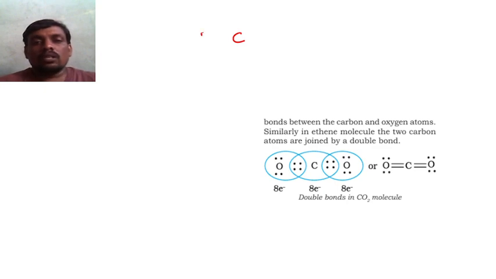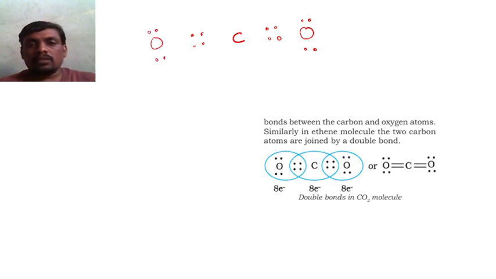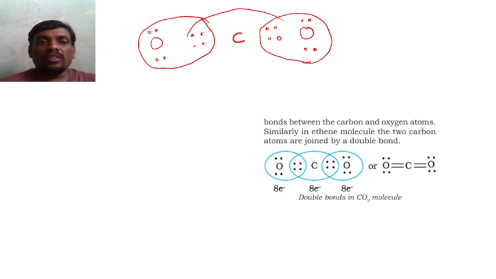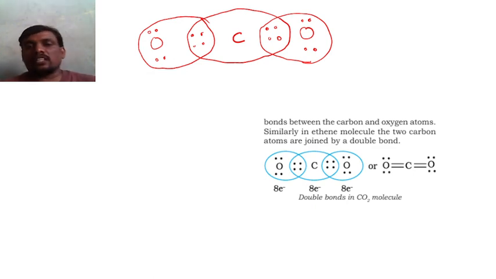Outer shells, valence shells I am mentioning here, electrons you can see here, and oxygen you can see here, here also, and here also. Now let us see how bond formation occurs. Oxygen with valence electrons, and here also oxygen with valence electrons. Carbon is going to be joined with the oxygen along with the sharing of valence electrons.